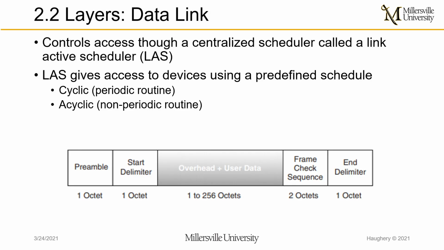The data layer has a centralized scheduler, and this is known as the link active scheduler. The link active scheduler gives access to devices using a predefined schedule. These 2 types of schedules are called cyclic and acyclic. Cyclic has a periodic routine, while acyclic does not have a periodic routine.